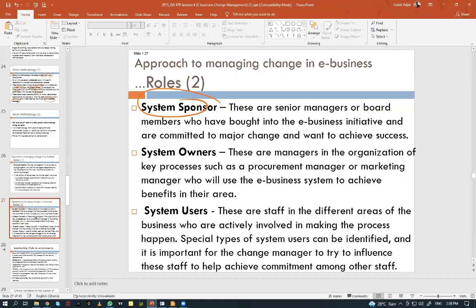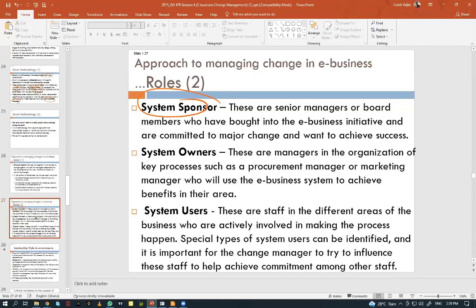These are the staff in different areas of the business, like from the accounting department, from the HR department, from all aspects of the business entity. So these are the staff in the different areas of the business who are actively involved in making the process happen. So special types of system users can be identified, and it is important for change managers to try to influence these staff to help achieve commitment among other staff.